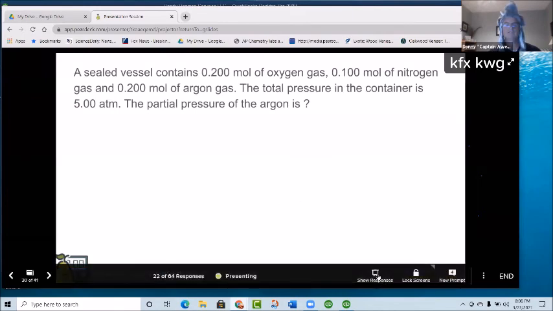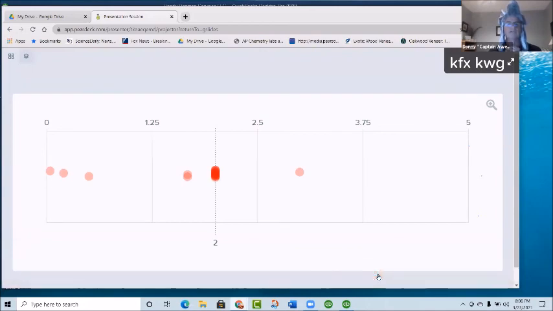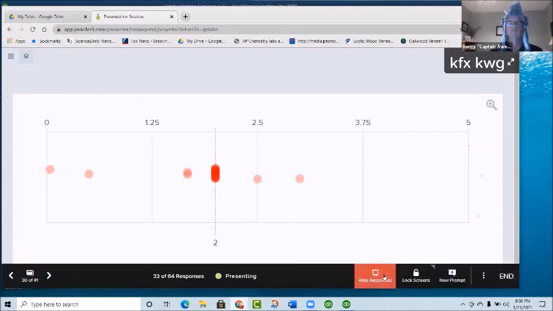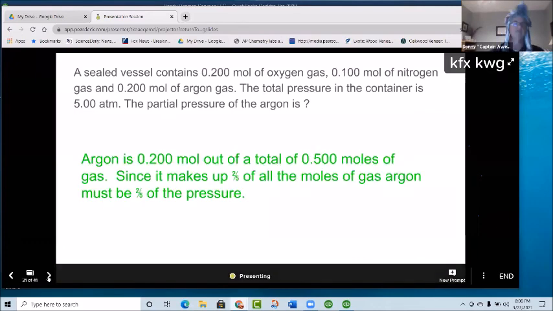All right, so let's see. Getting numbers a little bit all over the place, but a lot of y'all are picking 2. All right, so this is how the setup of this goes. Here's how the math works.